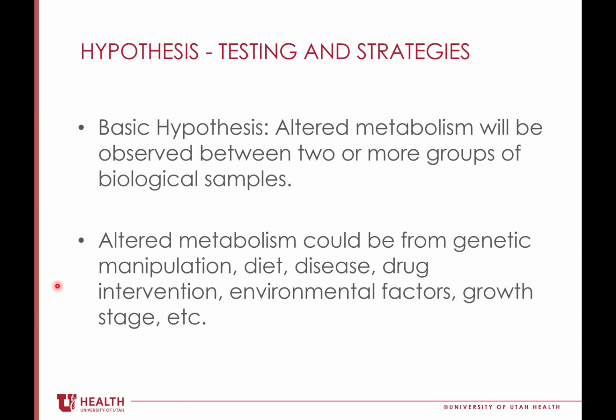We always had a hypothesis whenever we did any of these experiments. It's a high level hypothesis, but altered metabolism will be observed between two or more groups if you do some kind of manipulation to one of the groups versus a control. Otherwise, you wouldn't be spending the time and the money to do metabolomics or proteomics, right? And so altered metabolism, as part of this hypothesis, can come from a number of different sources, right? Very common early on, we were doing a lot of genetic manipulation on yeast. We do a lot of work now with diet, disease. We've done disease states, healthy versus control, drug intervention, environmental factors, different growth stages, etc.